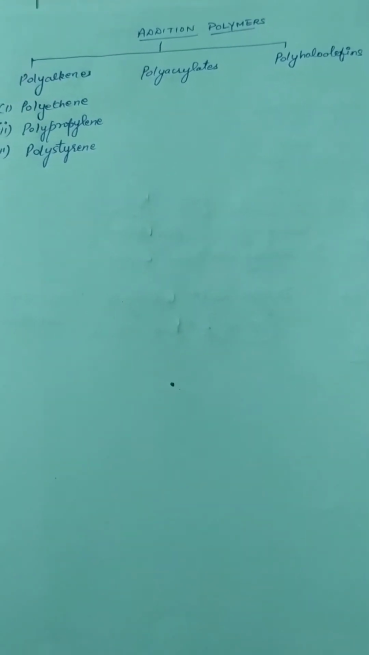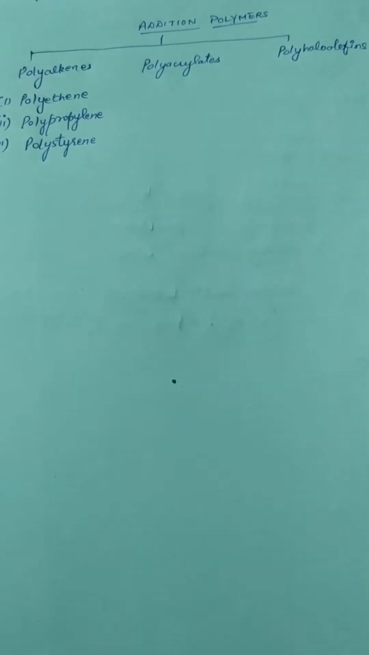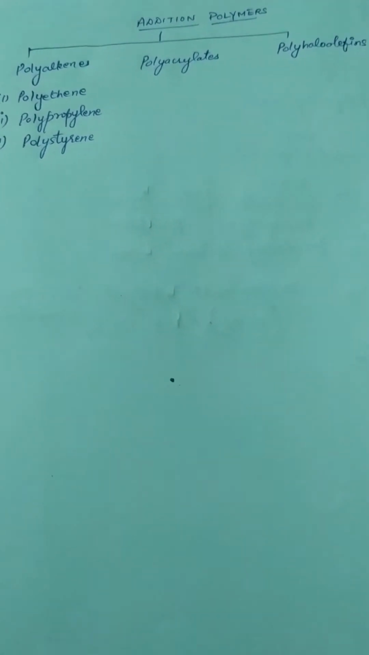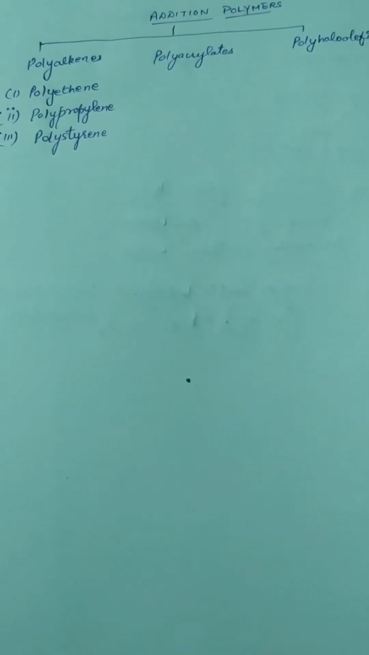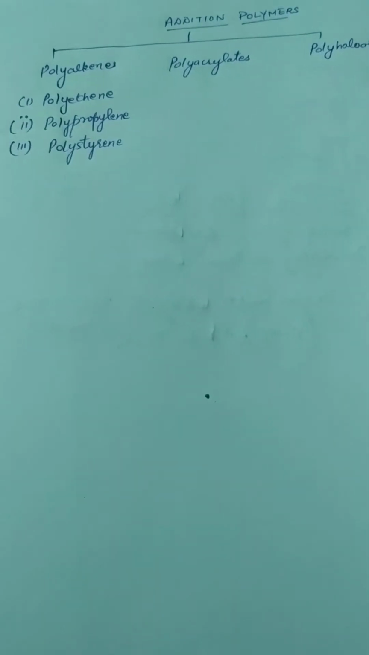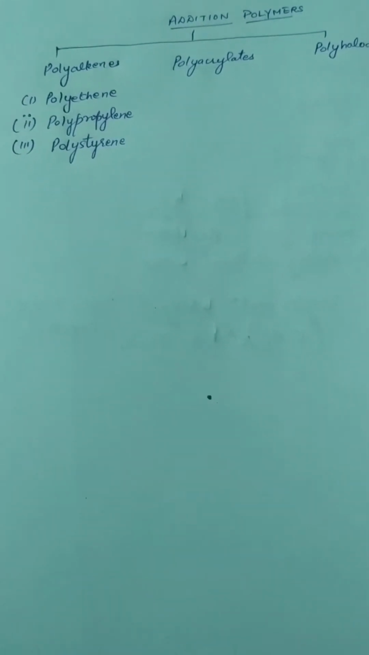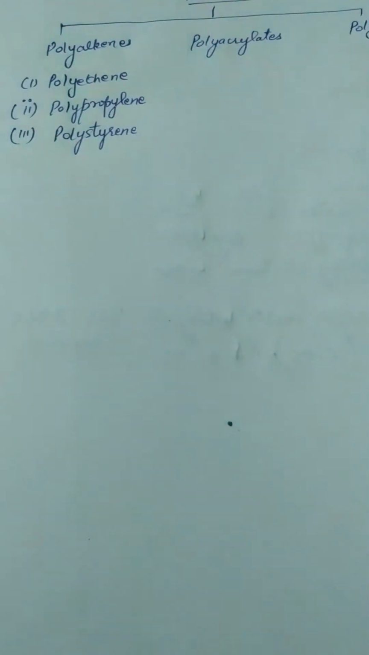In my previous lecture, I talked about polyalkene and the first type which I discussed was polythene. Today, I will discuss polypropylene and polystyrene. So let's start with polypropylene. As the name suggests, poly means many, propylene means propene molecule. So simply the polymer whose monomer is propylene.